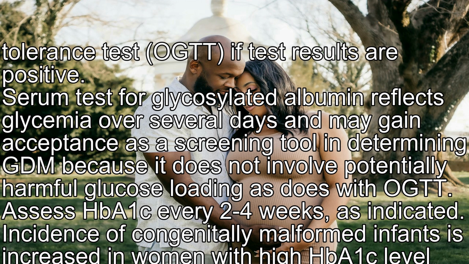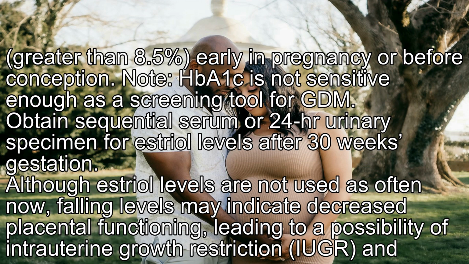Serum test for glycosylated albumin reflects glycemia over several days and may gain acceptance as a screening tool in determining GDM because it does not involve potentially harmful glucose loading, as the OGTT does. Assess HbA1c every 2-4 weeks as indicated. Incidence of congenitally malformed infants is increased in women with a high HbA1c level greater than 8.5% early in pregnancy or before conception. Note, HbA1c is not sensitive enough as a screening tool for GDM.